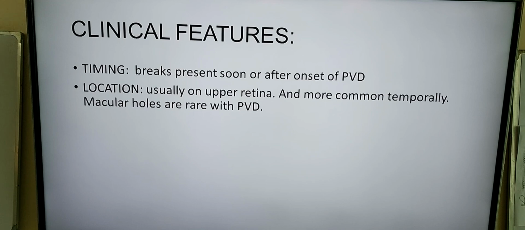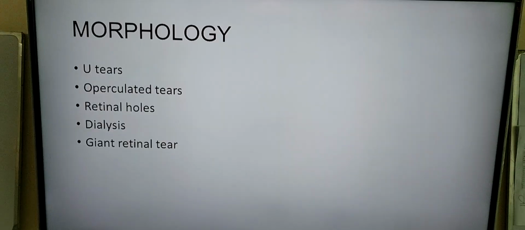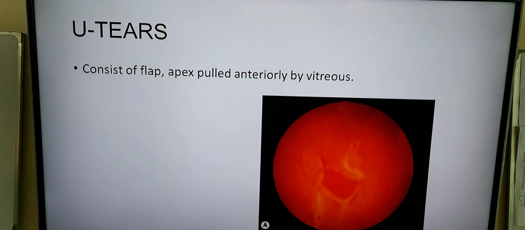The clinical features. Timing: the break presents soon after or at the onset of PVD. Location: the retinal break is more common on the upper retina and more common temporally. Macular holes are rare with PVD. Morphology: there are 5 types of retinal break: U tears, operculated tears, retinal holes, dialysis, and giant retinal tears. We'll look at these types one by one.